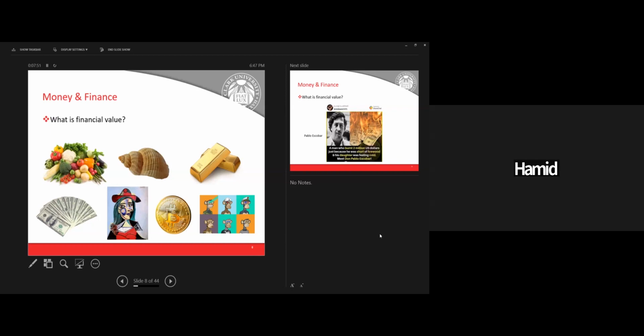So with fiat money, your central bank supports the fiat money. They back financial values for them. Something like gold, food, they have intrinsic values, but something like NFTs, digital cryptocurrencies, and also artistic art, their value just comes from social acceptance.